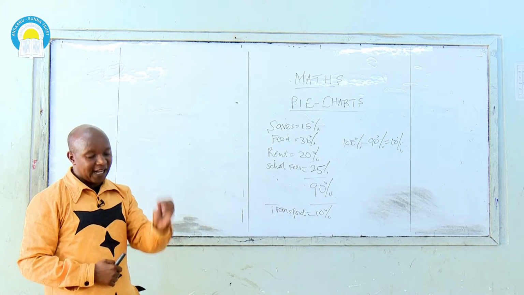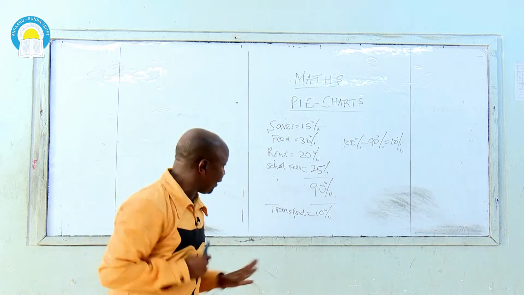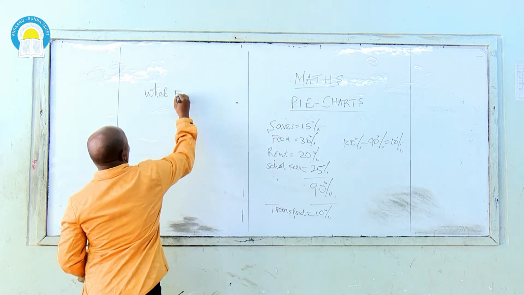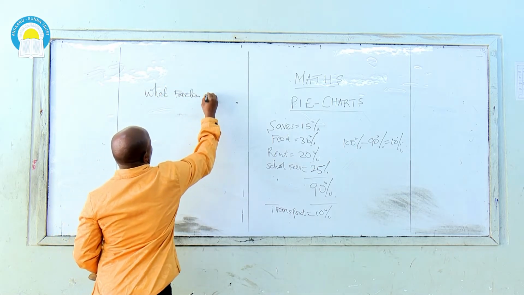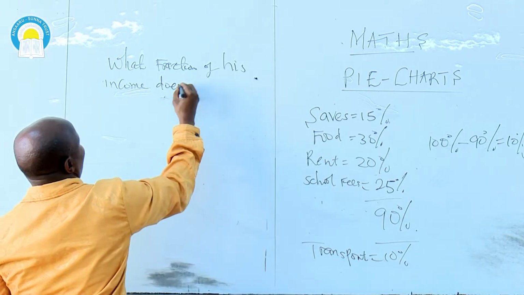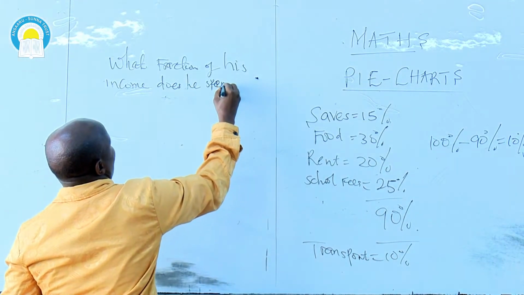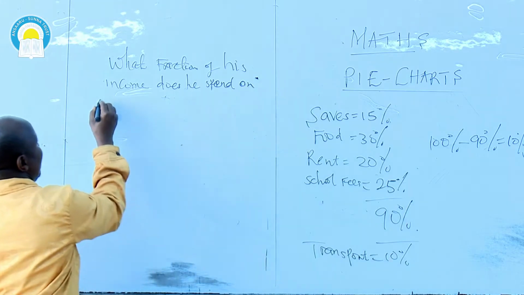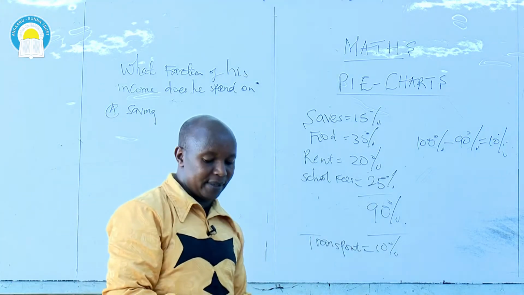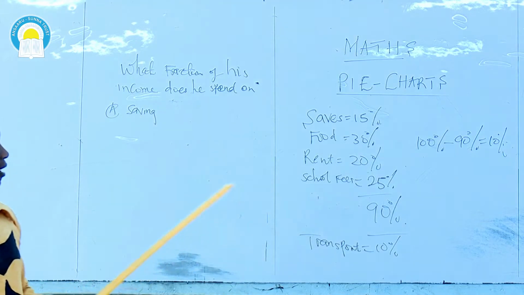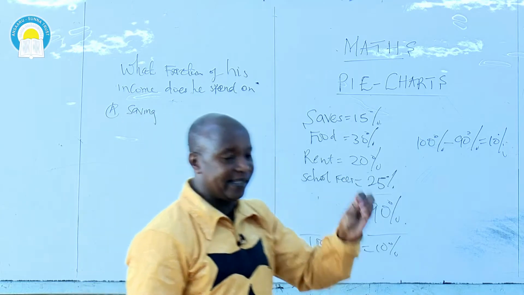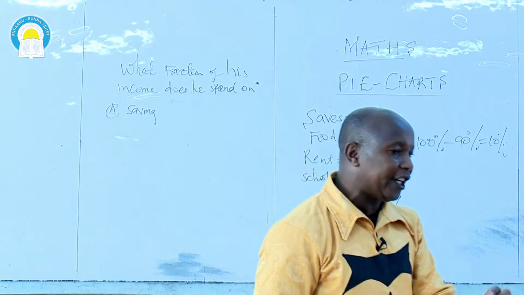Question: what fraction of his income does he spend on saving? When you look at my question here, he only saves 15%. And now the examiner needs to know the fraction of savings.